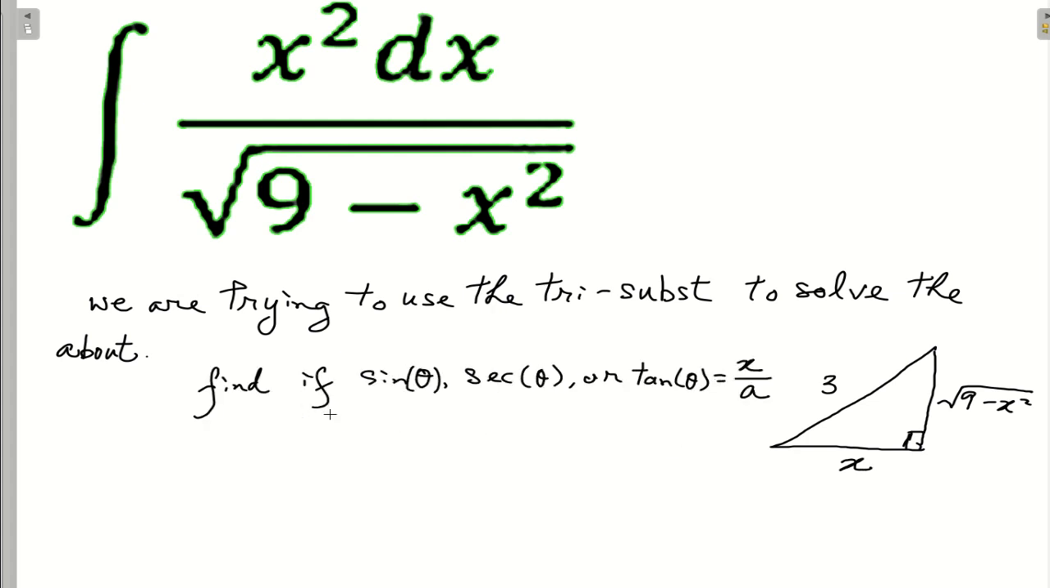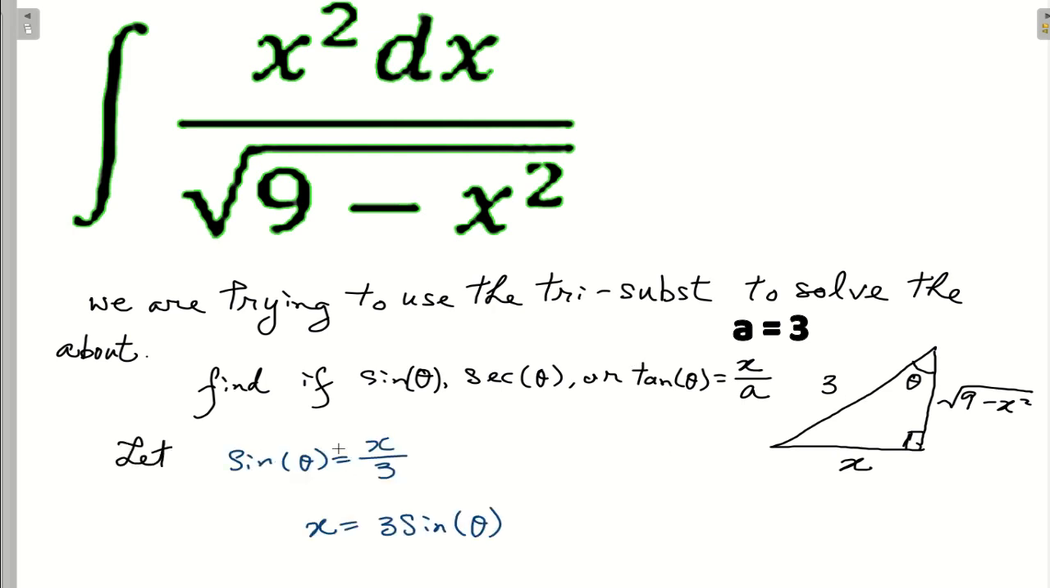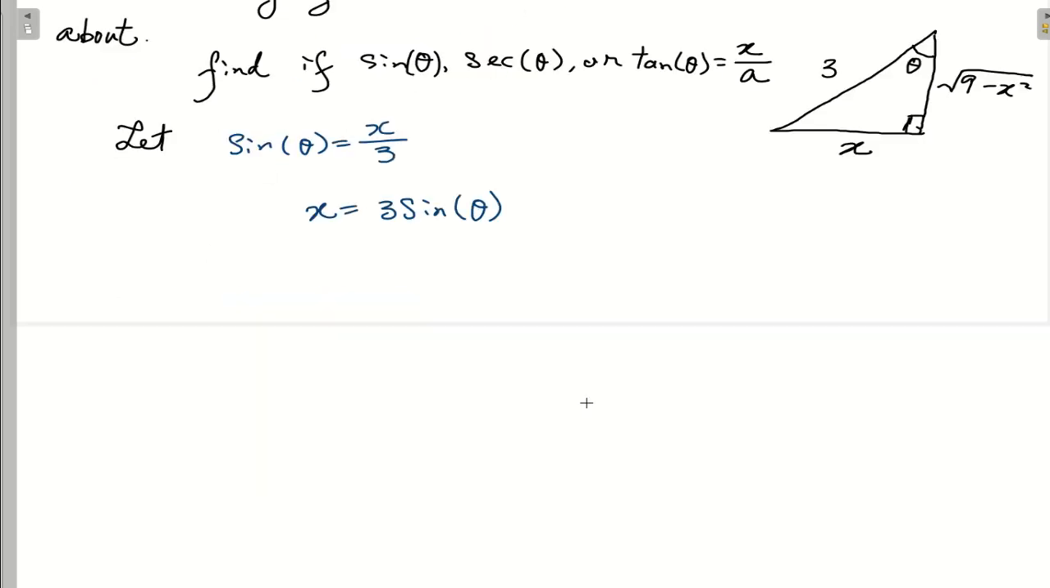And now we are trying to see if sine theta, secant theta, or tangent theta is equal to x over a. In this case, a is equal to 3. So the angle theta must be this one, because sine theta is equal to x over 3. And if sine theta is equal to x over 3, x must be equal to 3 sine theta, and dx is equal to 3 cosine theta d theta.